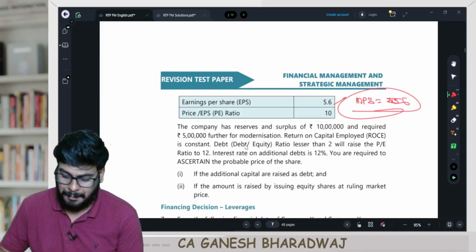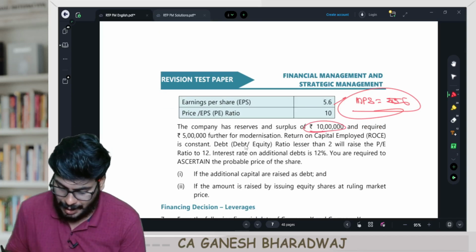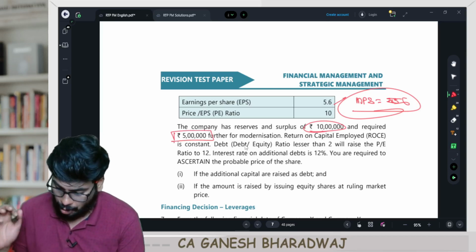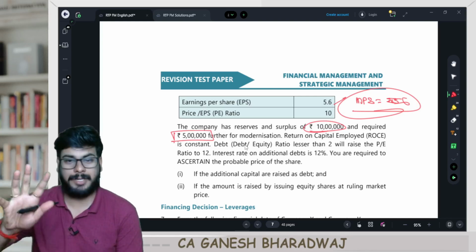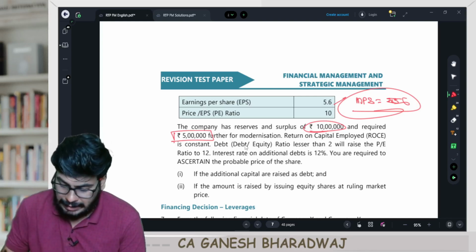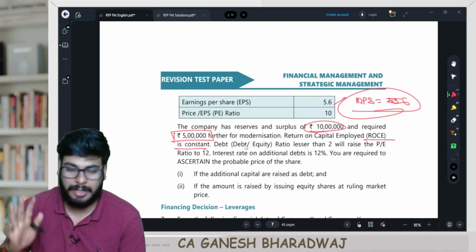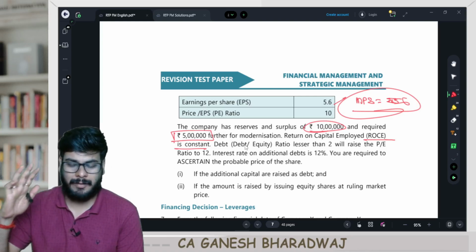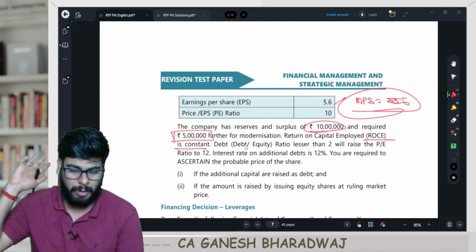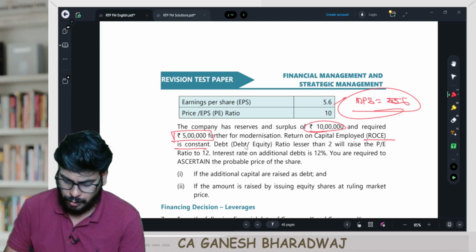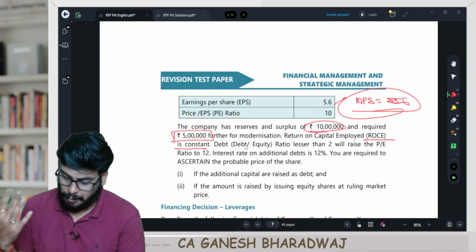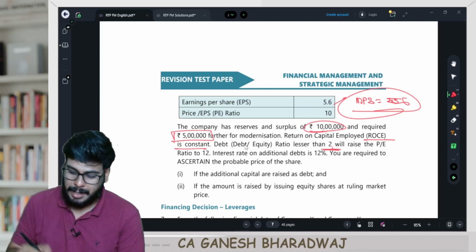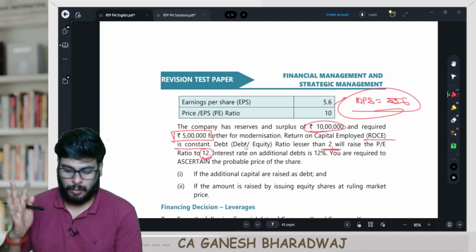Now, the company has reserves and surplus of rupees 10 lakhs and requires a further 5 lakh for modernization. So they require an additional 5 lakh rupees. Extra funding is required. The return on capital employed is constant, right? So obviously we all know the return on capital employed or your return on investment is going to be constant. Operating profit ratio is going to be constant. We know that. So the debt ratio, that is debt equity ratio, if it is lesser than 2, this will raise the PE ratio to 12 times. This is what they have given.